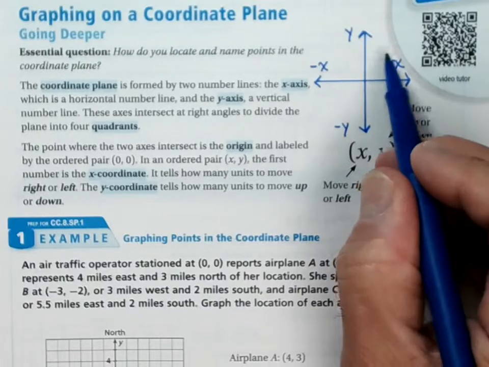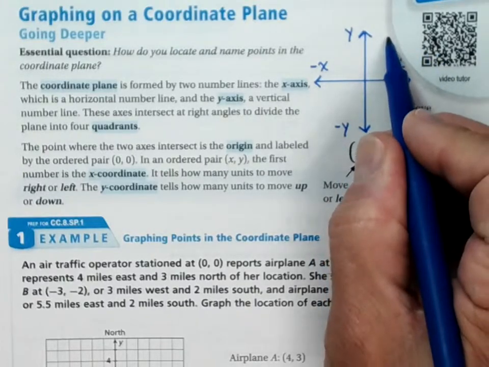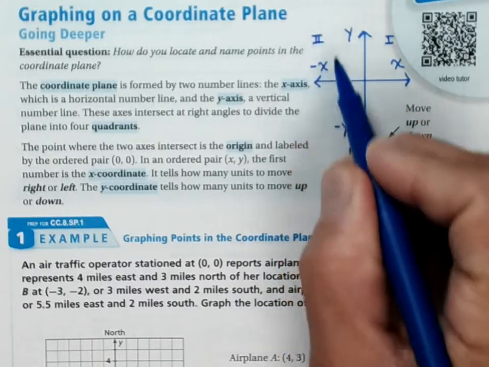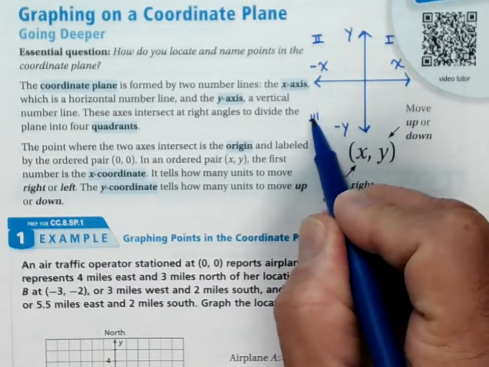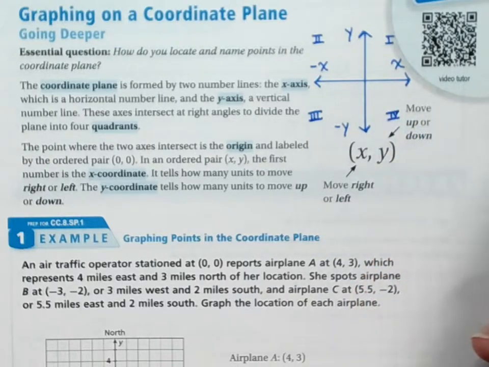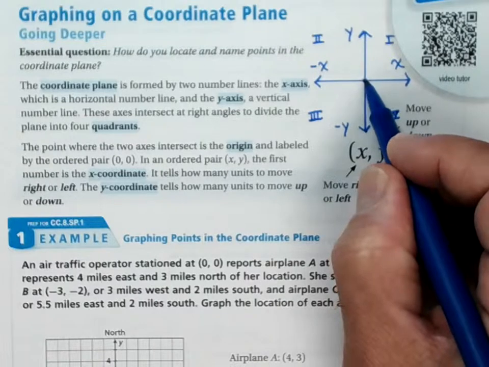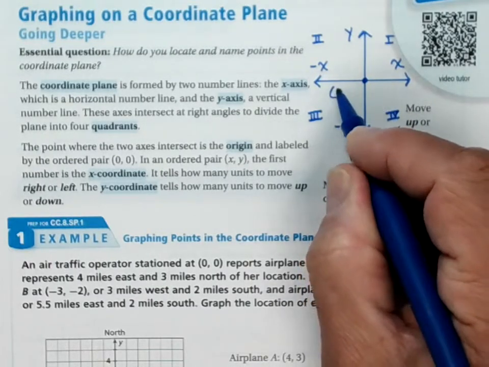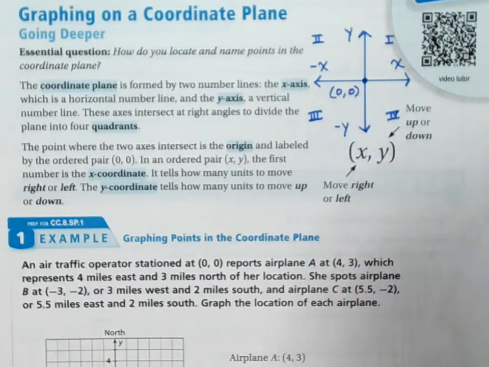When they intersect, they create four quadrants. Quadrant 1, Quadrant 2, 3, and 4. They intersect at the origin, which is right here. That's the point of origin. That will always be 0, 0, based on our ordered pairs from yesterday.